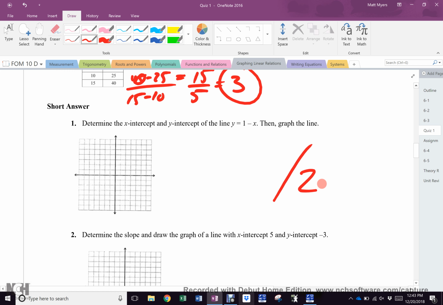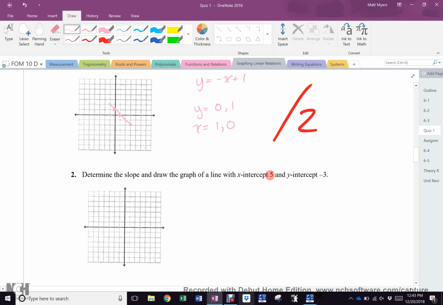Now, for 2 marks, graph this. Well, if you put it in slope-intercept form, it's pretty easy, right? What's the y-intercept? 1. What's the slope? -1. Down 1, left 1. There's the line. The y-intercept equals 0, 1, the x-intercept equals 1, 0. For 2 marks you had to graph it. Tell me both.